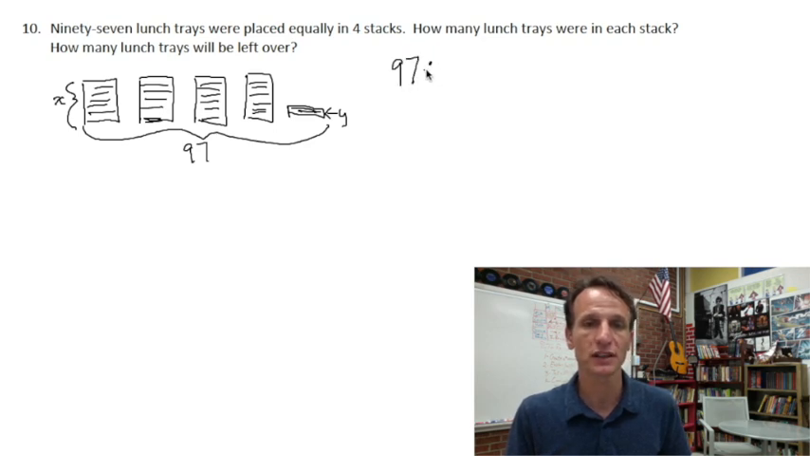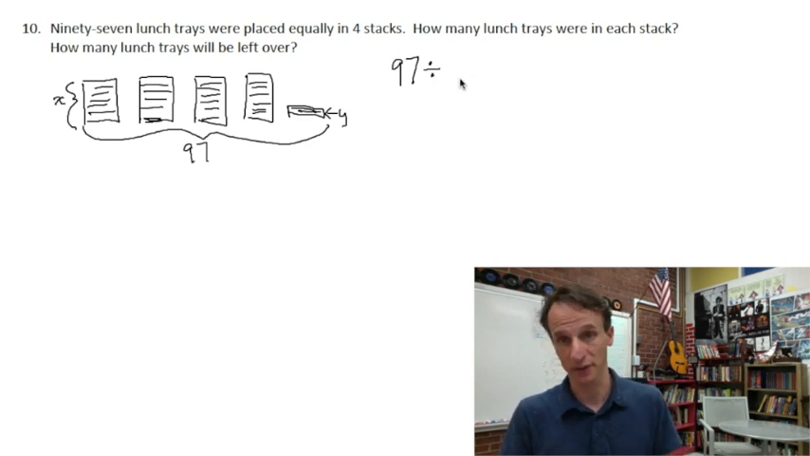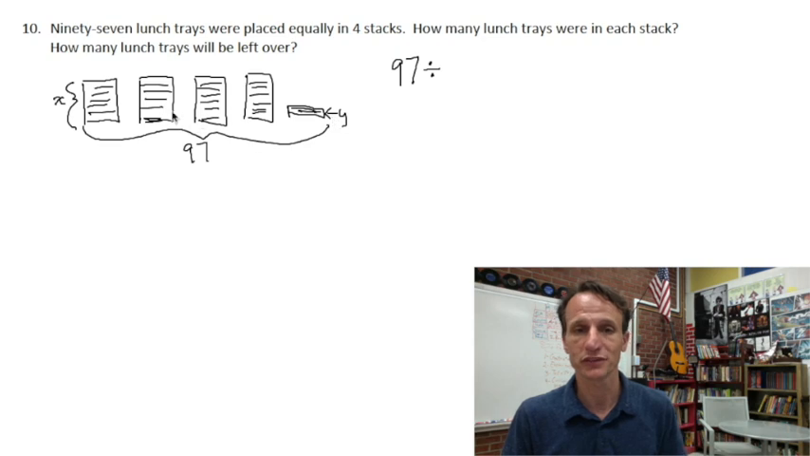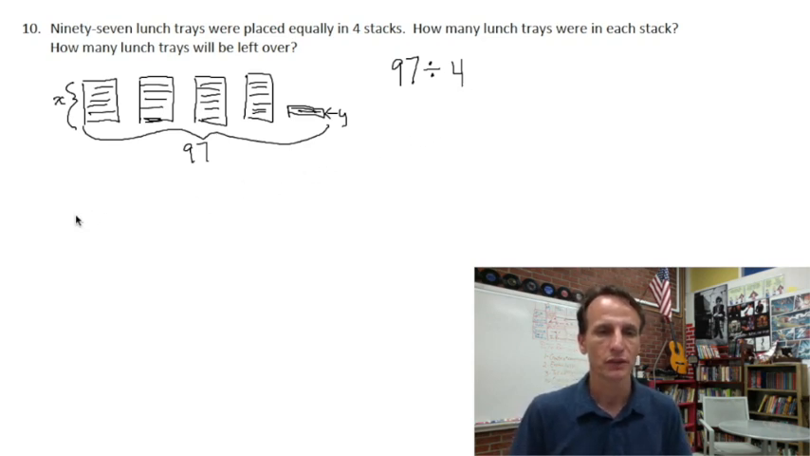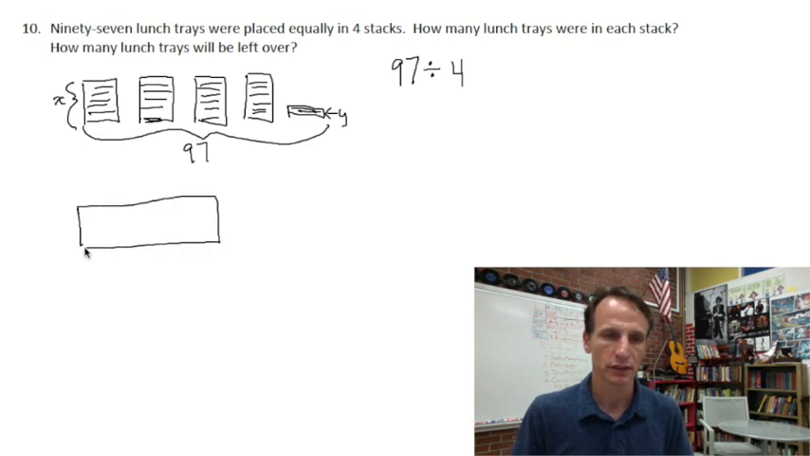Because when you go to take the big test or whatever, you won't necessarily know that you have to divide. It's not going to say, hey, you have to divide here. You have to figure that out, and that's what the drawing tells us. So we're dividing 97 lunch trays into 4 stacks, and we know we'll have a remainder. So now we can draw an area model because we know what we're actually doing.